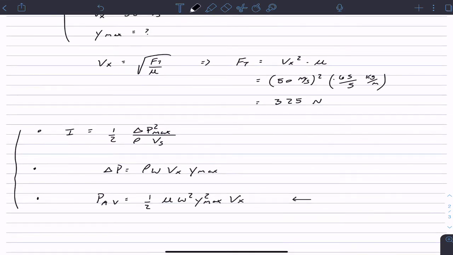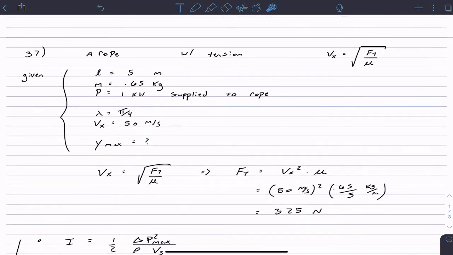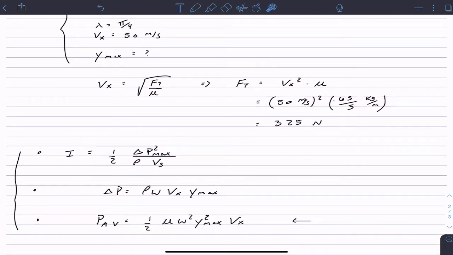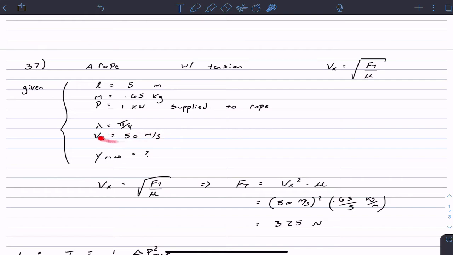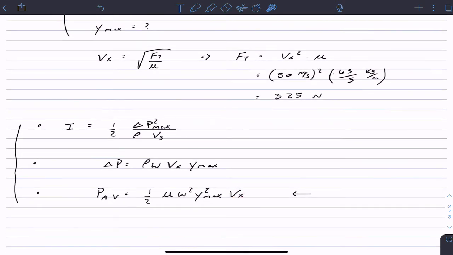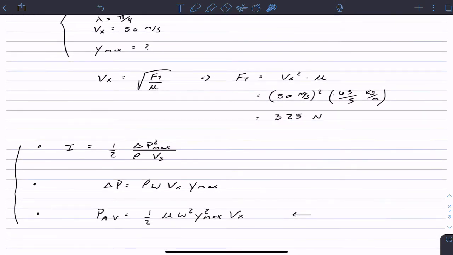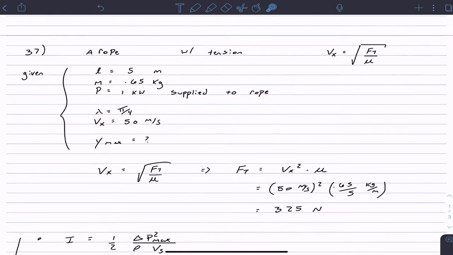So let's see, what are we given here? We're given, remember we were able to find a mass density, mu, so that's fine. We were given the speed, which is this. We were also given the power. And what about angular frequency? Is that something that we can find? Well, I believe it is.